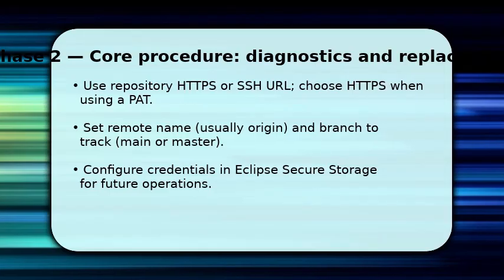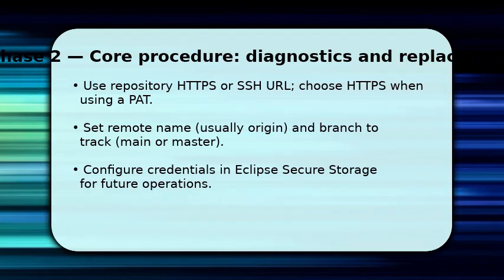You now perform the core actions. Paste the repository URL into Eclipse's clone wizard. Choose HTTPS if you will use the PAT or SSH if you configured keys. HTTPS is simpler for PATs.